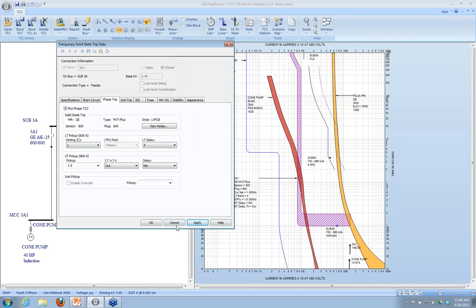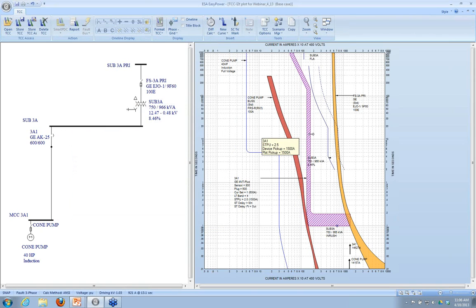So it would be preferable to just increase the short time pickup and leave the I2t out in most cases in terms of arc flash. So if the I2t is on, you may want to look and see if you can turn it off. If you don't have fuses downstream, there's really not a lot of benefit gained by using the I2t function.